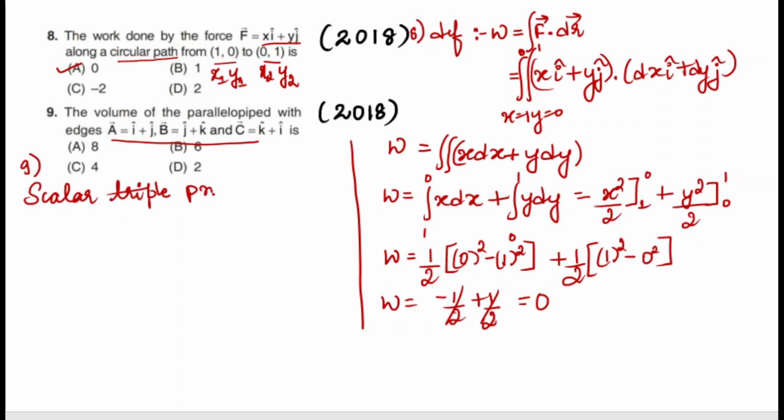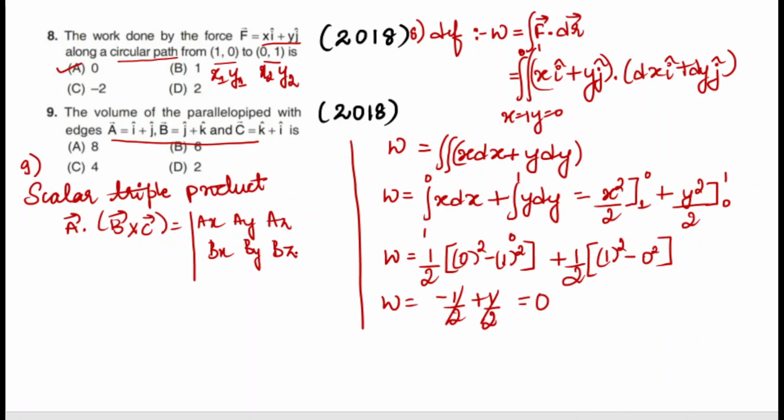From the definition of scalar triple product, we have a vector dot b vector cross c vector can be written as the determinant of ax, ay, az, bx, by, bz, cx, cy and cz. Now ax, ay, az is 1, 1 and 0. Here the determinant will be 0, 1, 1. Here it will be 1, 0 and 1.